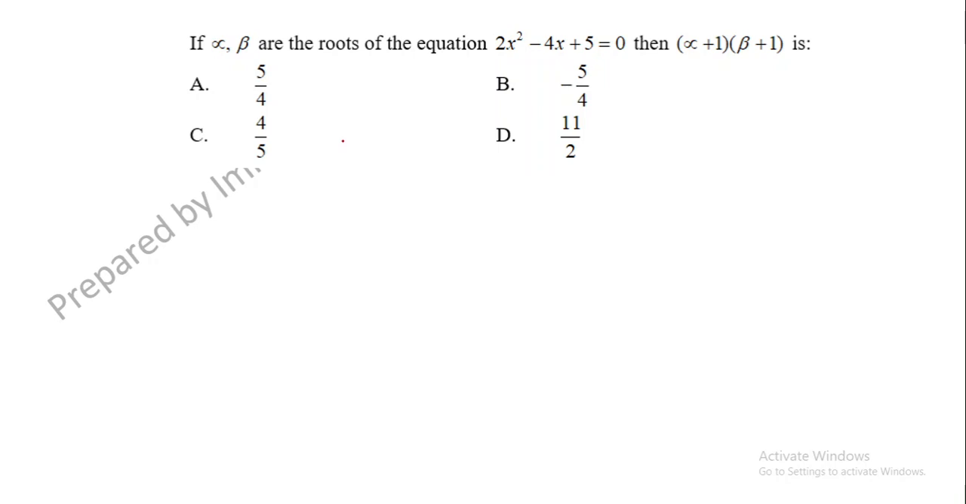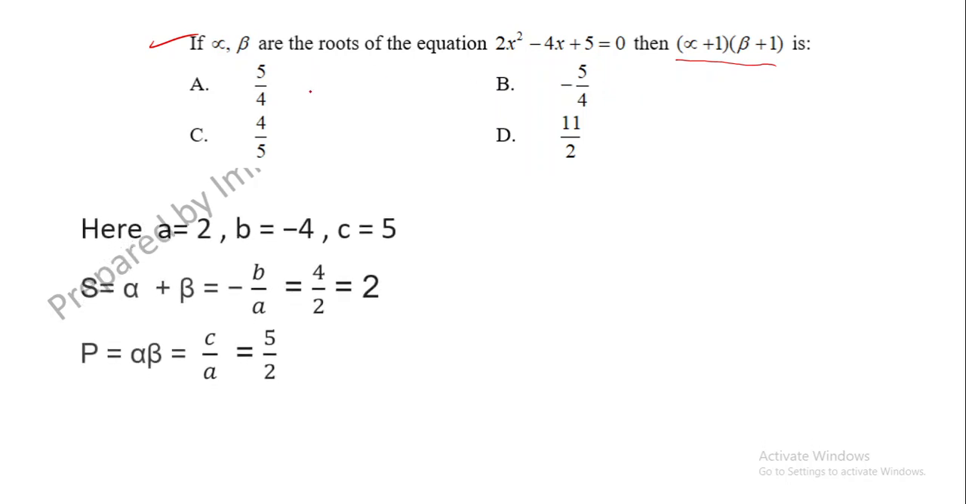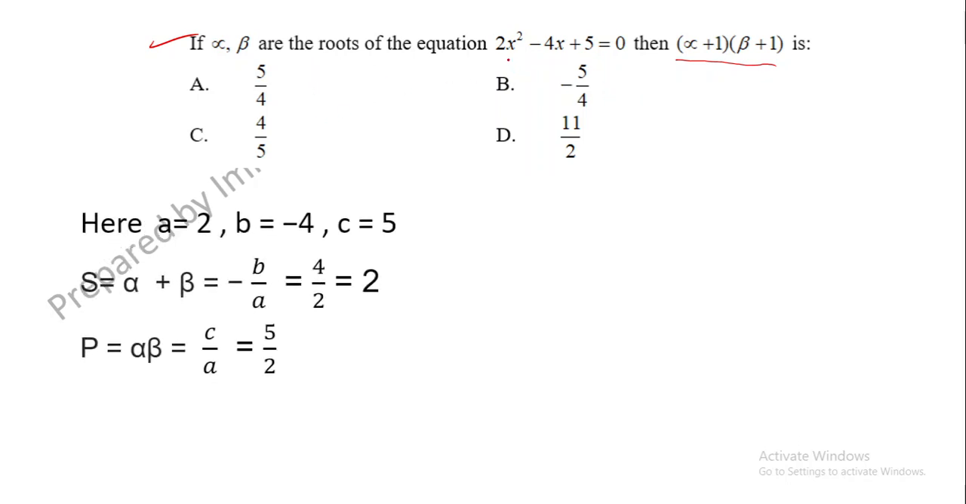He says that if alpha, beta are the roots of this equation, then you have to find the value of this expression. This can also be a question. So we know in this equation a is equal to 2, b is equal to minus 4, c is equal to 5, a quadratic equation. Sum of the roots alpha plus beta is minus b over a, and product of the roots alpha beta is c over a. Remember this formula. Substitute the values, you will have this one.